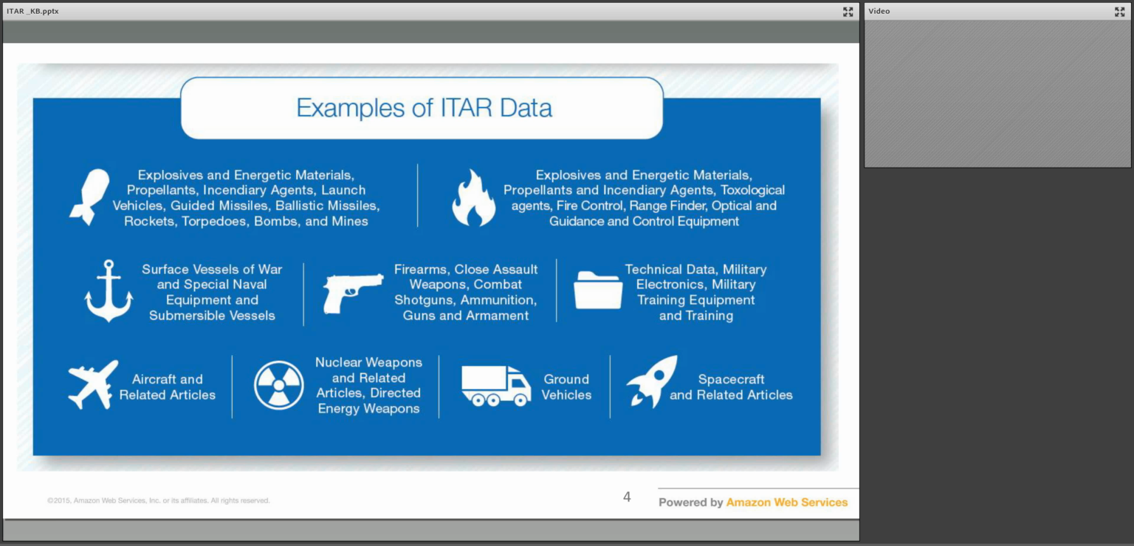As you can see on this chart, ITAR control articles on the U.S. munitions list can cover articles such as firearms, munitions, launch vehicles, explosives, aircraft carriers, planes, spacecraft vehicles, chemical compounds, and many other defense-related articles. The U.S. munitions list classification most pertinent to cloud computing workloads covers technical data.